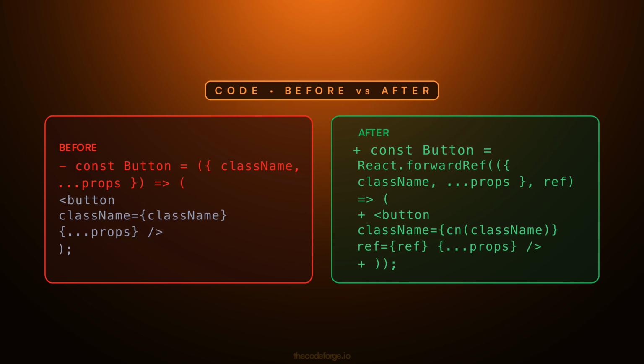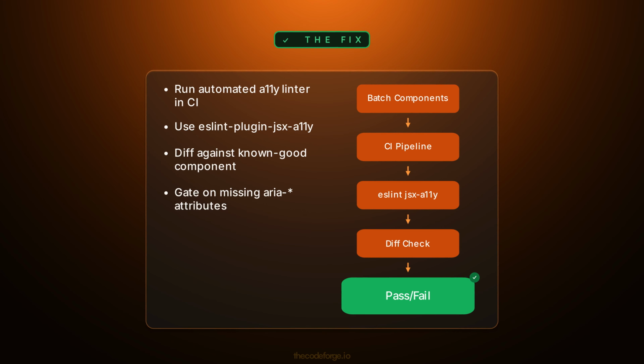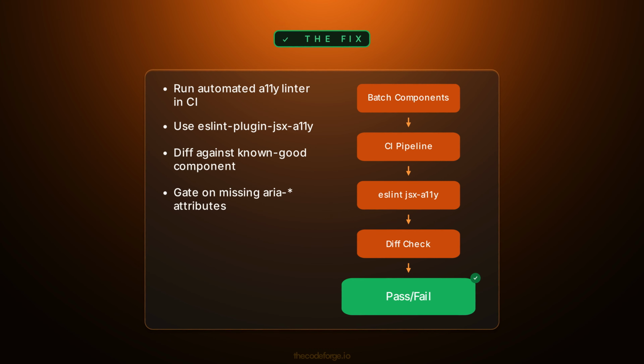AI-generated components often omit forwardRef and the cn utility import, causing runtime errors. The fix ensures the component uses forwardRef and imports cn from @/lib/utils. The fix is to run every batch-generated component through an automated accessibility linter in CI before merge. Use npx eslint with eslint-plugin-jsx-a11y and the recommended rule set. Also diff generated output against a known good component for the same pattern. This catches missing aria-labels and keyboard handlers.